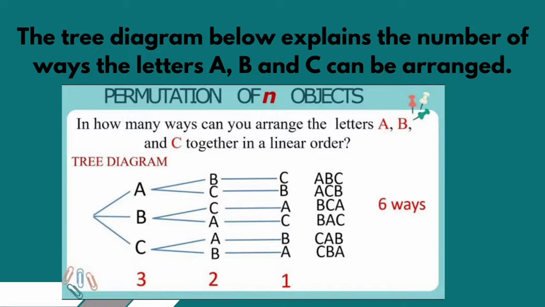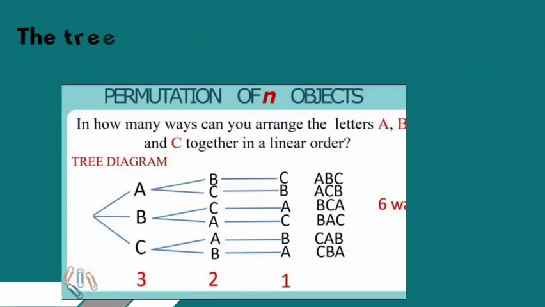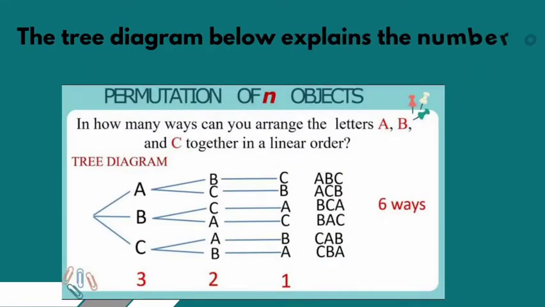Now, for group 3, you have A, B, and C. It means that if you pick A, then for the second group, which is number 2, you'll be left with B and C. If you pick B, you'll be left with C and A. If you pick C, you'll be left with A and B. Now, let's proceed to the first group.